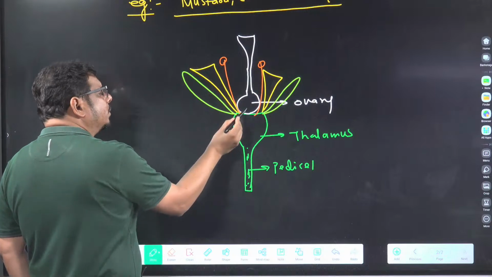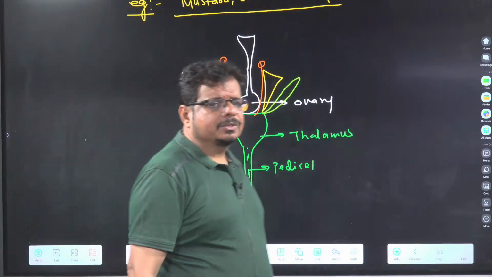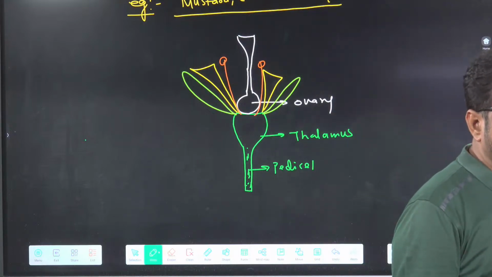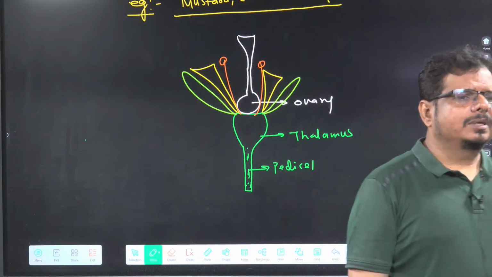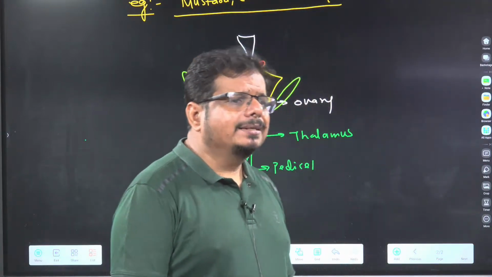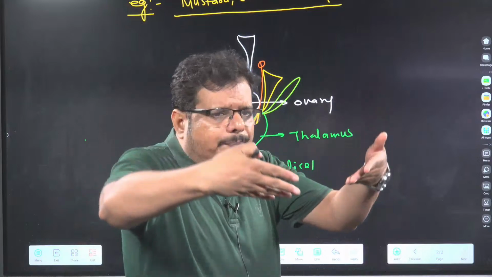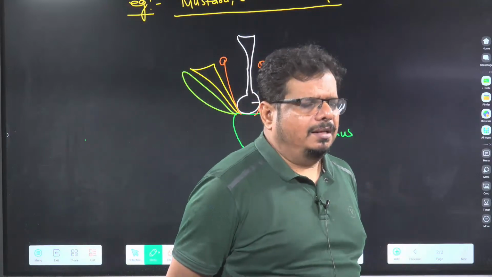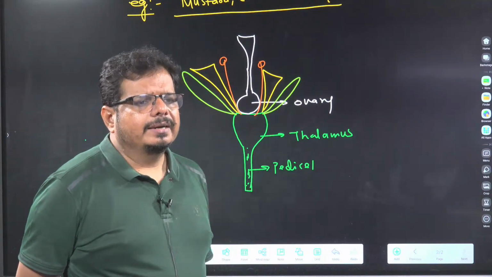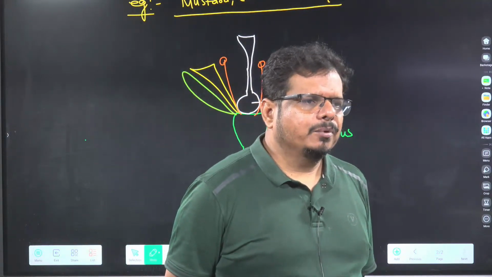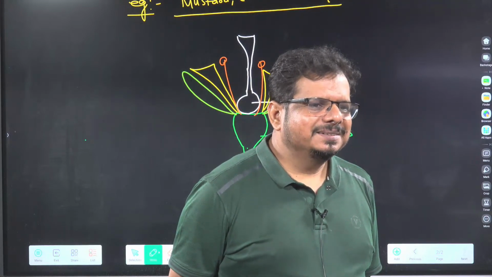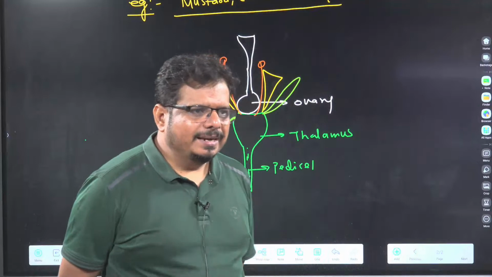Who is on the topmost position on the thalamus? The ovary is there. The remaining whorls, calyx, corolla and androecium, all arise from the thalamus, but they are present below the ovary. Agree or not? They are present below the ovary, and that condition is called what basically? Hypogynous condition. So I hope it is clear. Hypogynous is over, right?